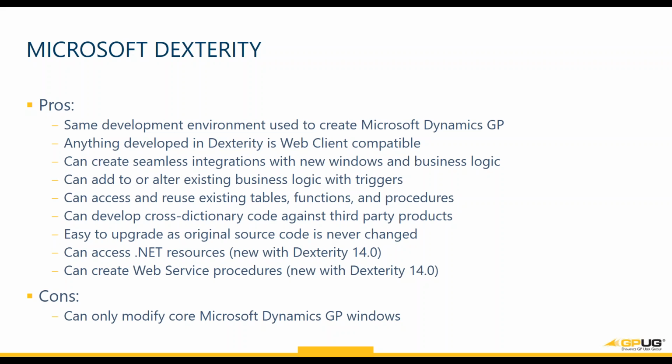On the cons, there's really only one major one, is that while you can modify any Dynamics window that's part of the dynamics.dic, the core dictionary, you cannot modify directly a third-party dictionary. So if I wanted to modify a window that exists in the project dictionary, I can't actually do that. There are ways of working around that, but you can't change their window. That's one of the limitations that is in Dexterity.